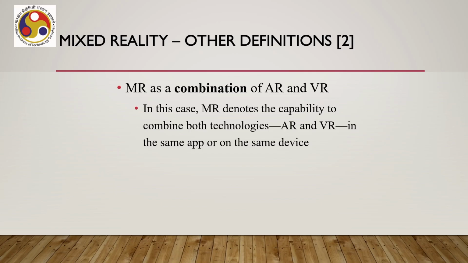Sometimes mixed reality is also defined as a combination of AR and VR. In this case, MR denotes the capability to combine both technologies AR and VR in the same app or on the same device. So, this is from the point of view of developers. When we are combining the technologies of AR and the technologies of VR in the single app to give the user some sort of experience, then that type of applications we can call MR or mixed reality.